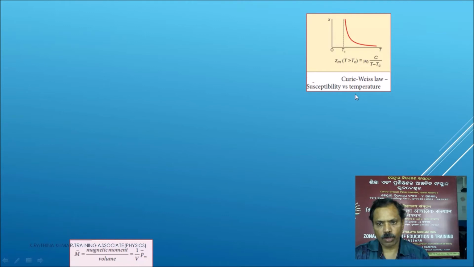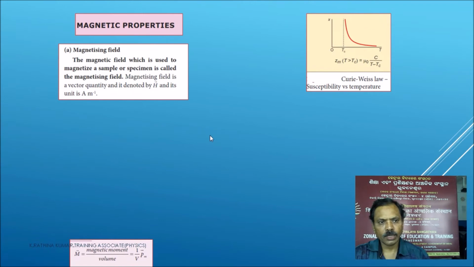And next is Curie-Weiss law, susceptibility versus temperature, the temperature dependence of the magnetic properties of magnetic substances. First one, magnetizing field. The magnetic field which is used to magnetize a sample or specimen is called the magnetizing field. The magnetizing field is a vector quantity and it is denoted by H vector and its unit is ampere per meter.